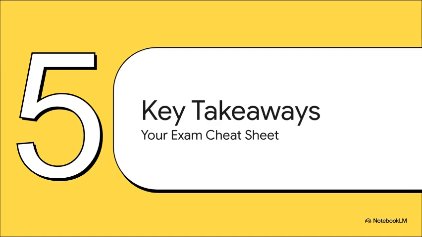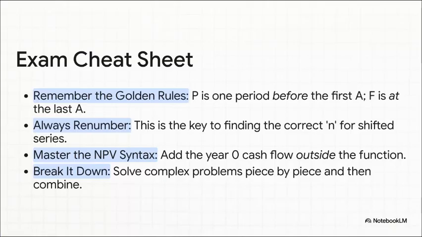Whew, okay, we have covered a ton of ground. So let's boil all of this down into a quick cheat sheet. The absolute most important things you need to remember for your exam. Here it is, short and sweet. First, know those golden rules for P and F placement. P is 1 before, F is at the end. Second, always renumber your timeline to find the correct end for a shifted series. That is the #1 trick.